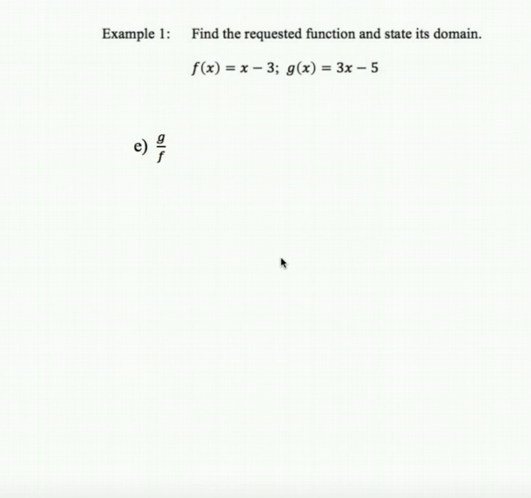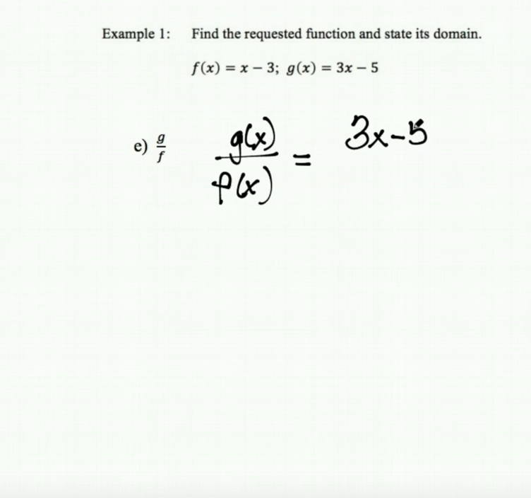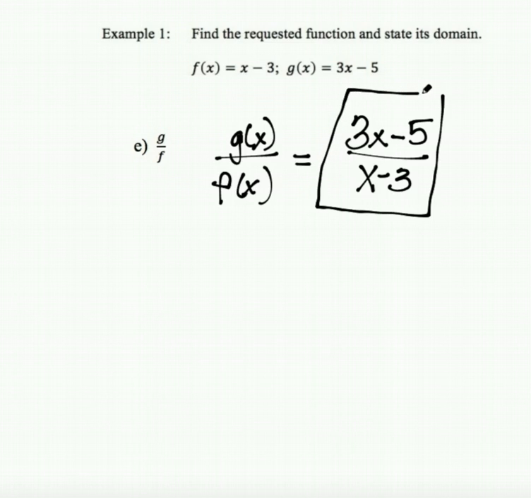Part E, this time we're going to find g divided by f. Notice it's different. We have them in a different order. So I'm going to take my g function, which is g of x, divided by f of x this time. G of x is 3x minus 5, and f of x is x minus 3. Again, no simplifying here. Everything's simplified as far as we can. So that is my solution.